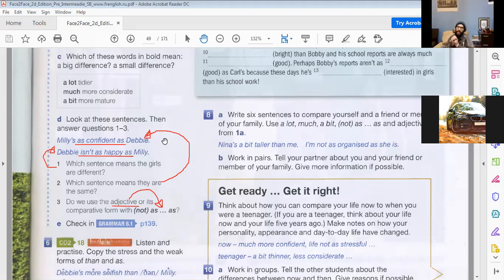Okay, Rashid, the second example here when we say Debbie isn't as happy as Millie. What does this mean? Does it mean their happiness is the same? Or is Millie happier? Or is Debbie happier? What do you think, Rashid? The second example. Millie is happier. Correct, very good. So if we want to change the sentence, we can say Millie is happier than Debbie. Or we can say Debbie isn't as happy as Millie. Right? So now we have two options for talking about the comparative.